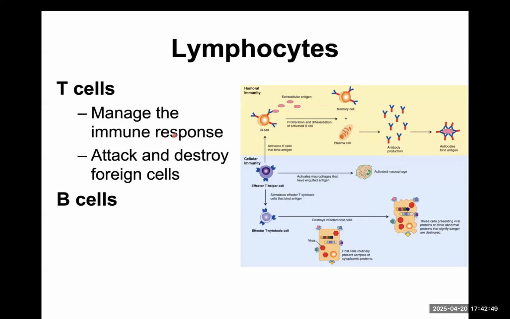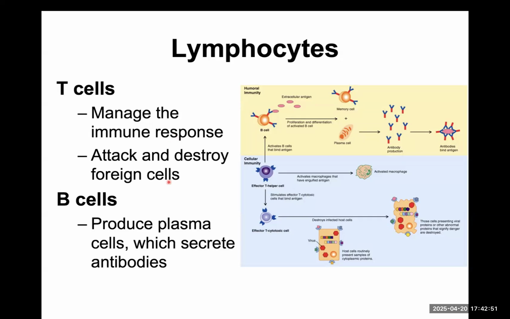On the other hand, B cells are called B cells because they mature in the bone marrow. So B stands for bone marrow, T stands for thymus. They're produced in the bone marrow, they stay in the bone marrow, and that's where they mature. When they're mature, they can head off just like the T cells to hang out in the lymph nodes and other places until they're called to duty. So T cells can attack and destroy foreign cells directly. But the B cells do not attack things directly.